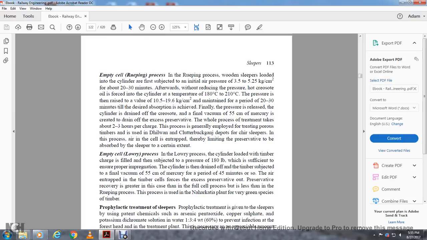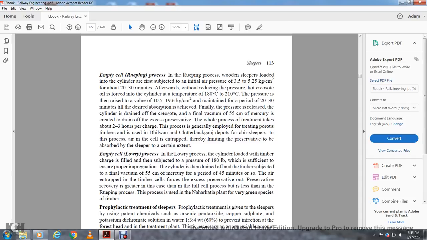The empty cell Lowry process. In the Lowry process, the cylinder is loaded with timber, and the chamber is filled with preservative and subjected to a pressure of 180 pounds, sufficient to ensure proper impregnation. The cylinder is then drained off, with the timber subjected to a final vacuum of 55 centimeters of mercury for a period of 45 minutes or so.